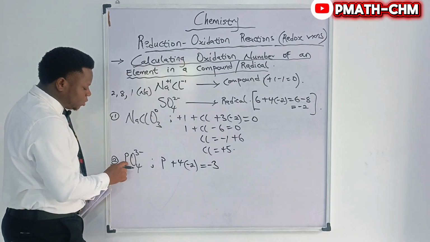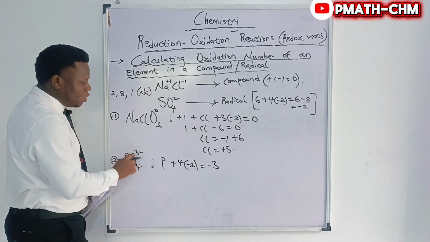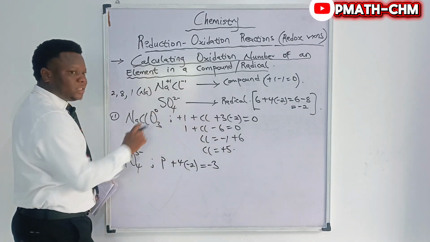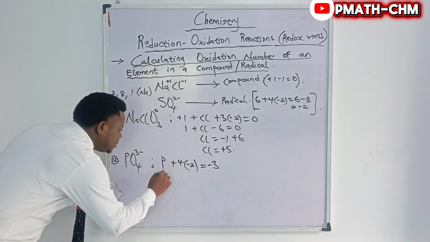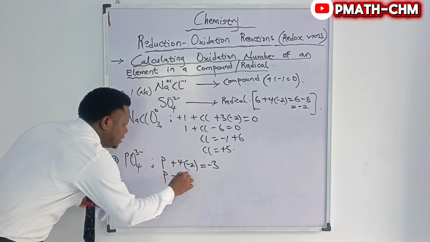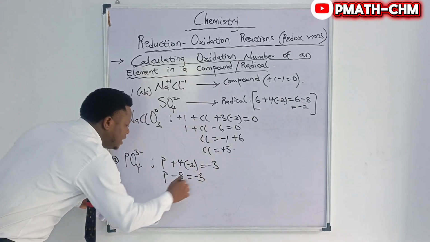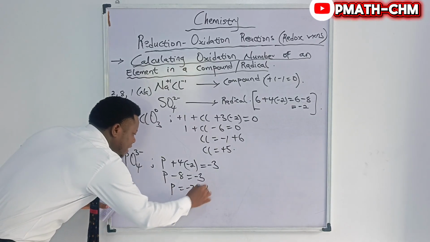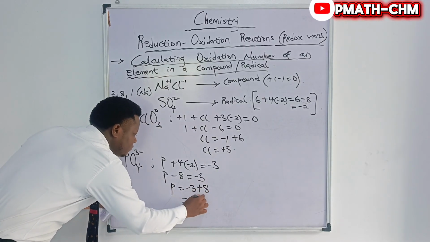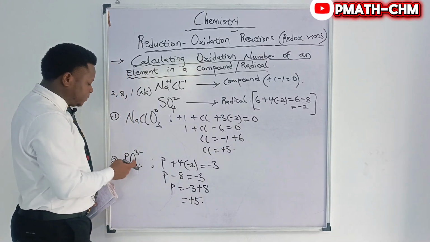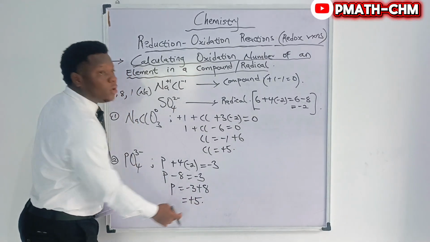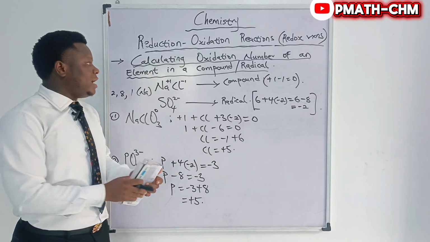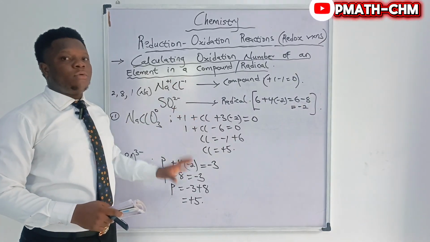So when you add up the total oxidation state in the radical, always write equal to this number you see on top here. For a compound, we wrote equal to 0 because we have 0 here. So if you solve this, this will be P - 8 equal to -3. Collect like terms, take -8 over, you have P is equal to -3 plus 8, which gives me +5. So the oxidation state of phosphorus in this radical is +5. So this is how you know the oxidation state of a particular element in either a compound or a radical.